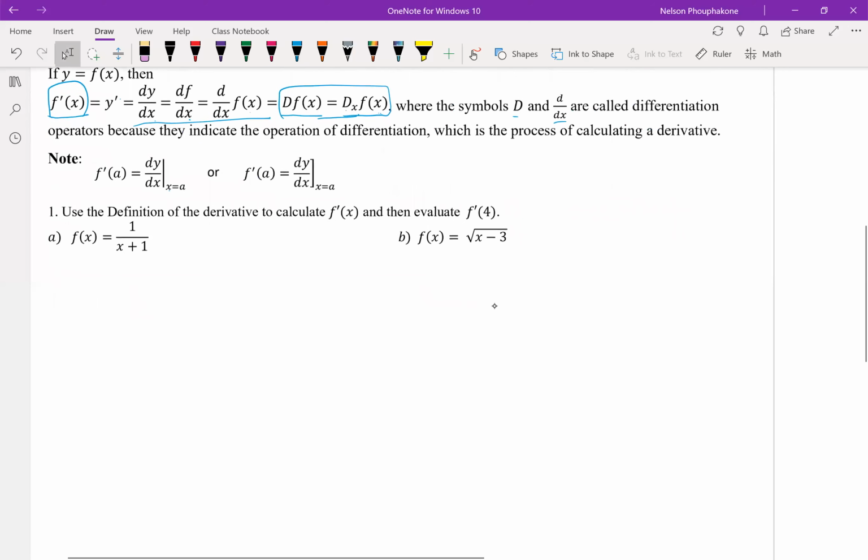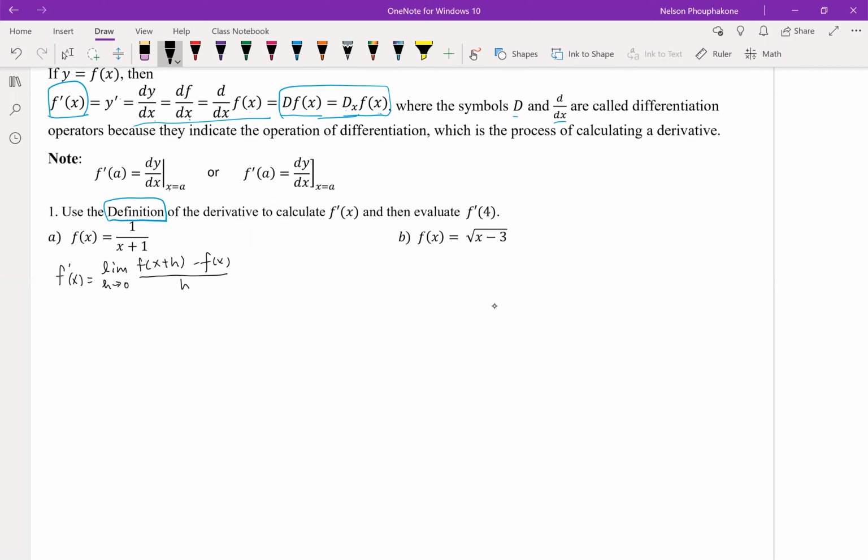Right now, let's see how we use the definition to take the derivative, to find f prime of x, and then at the end find f prime of 4. On your first test, you should expect that I ask you some problems related to using the definition to take the derivative. How do we do this? If I want to find f prime of x, I need to set it up. It will be the limit as h approaches 0 of f of x plus h minus f of x over h. This is how we set it up.